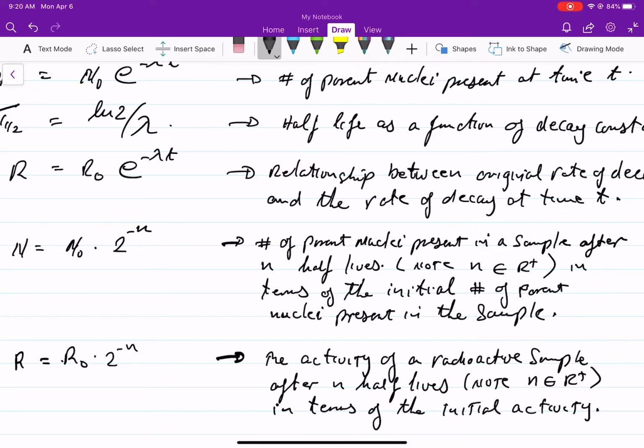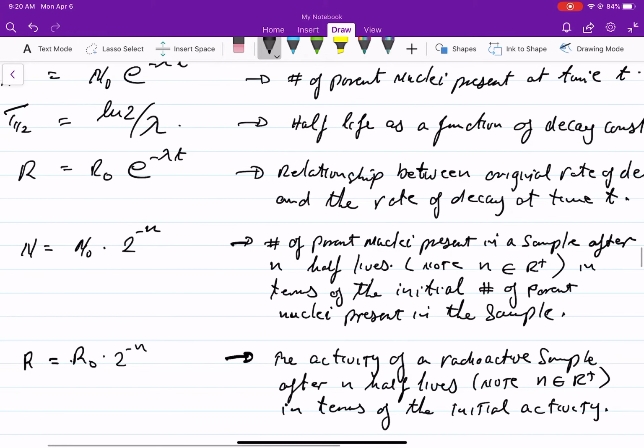The first one gives the number of parent nuclei present in a sample after n half-lives. Note, n doesn't have to be a whole number. It could be 2.75 half-lives or 3.975 half-lives. Or it could be a whole number, but it doesn't have to be. N is the number of half-lives, where n is a member of the set of positive real numbers. And you're given it in terms of the initial number of parent nuclei present in the sample.